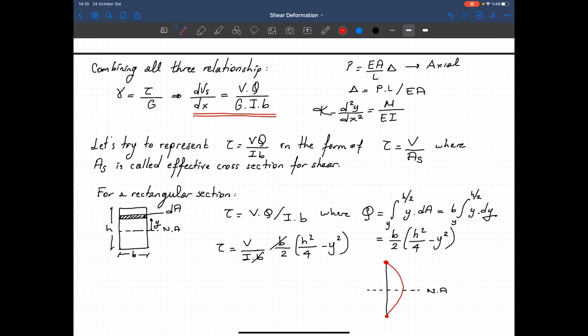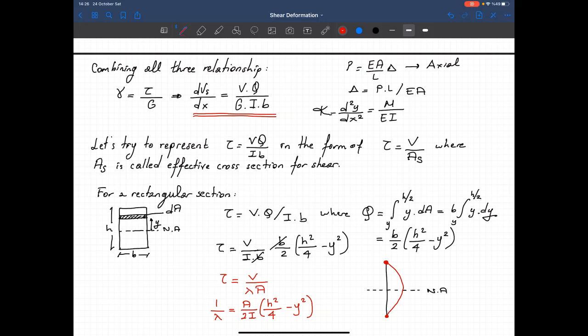Okay? Now, instead of using it, can I do this? That's the question I'm asking. Instead of writing the equations in this form, can I write it in the following way? Shear stress is equal to V over some factor multiplied by A. Okay, so for this specific case, 1 over lambda is equal to area divided by 2I, times h squared divided by 4 minus y squared.